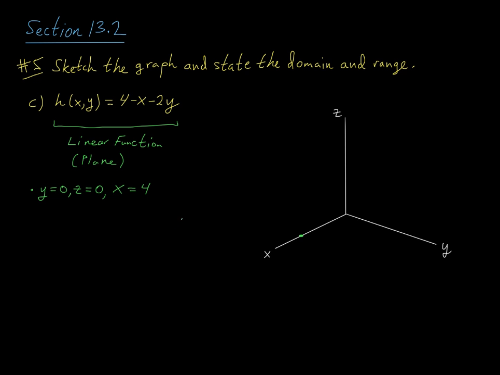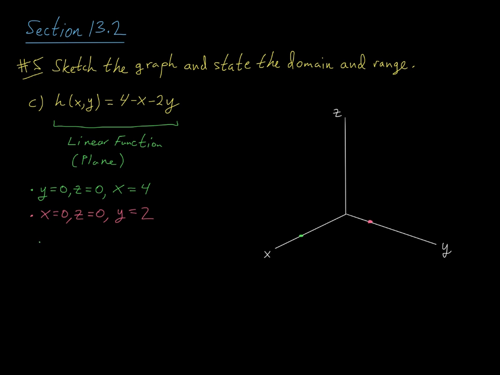If I set, say, x to 0 and z to 0, then y would have to be what? Well, here I'd get 0 on the left, and then x is 0 as well, so 4 minus 2y is 0, so y would have to be 2. So this would be, say, like about right here.